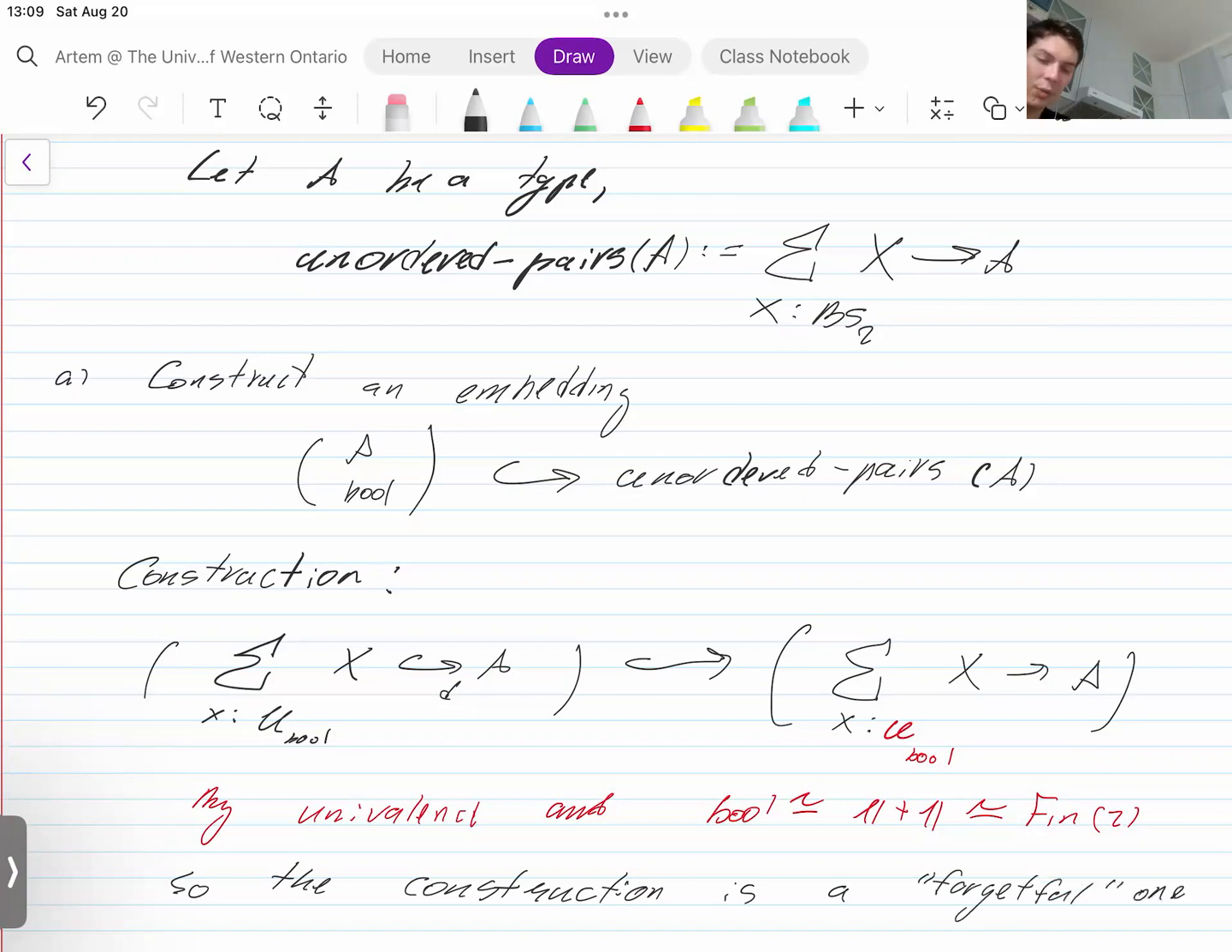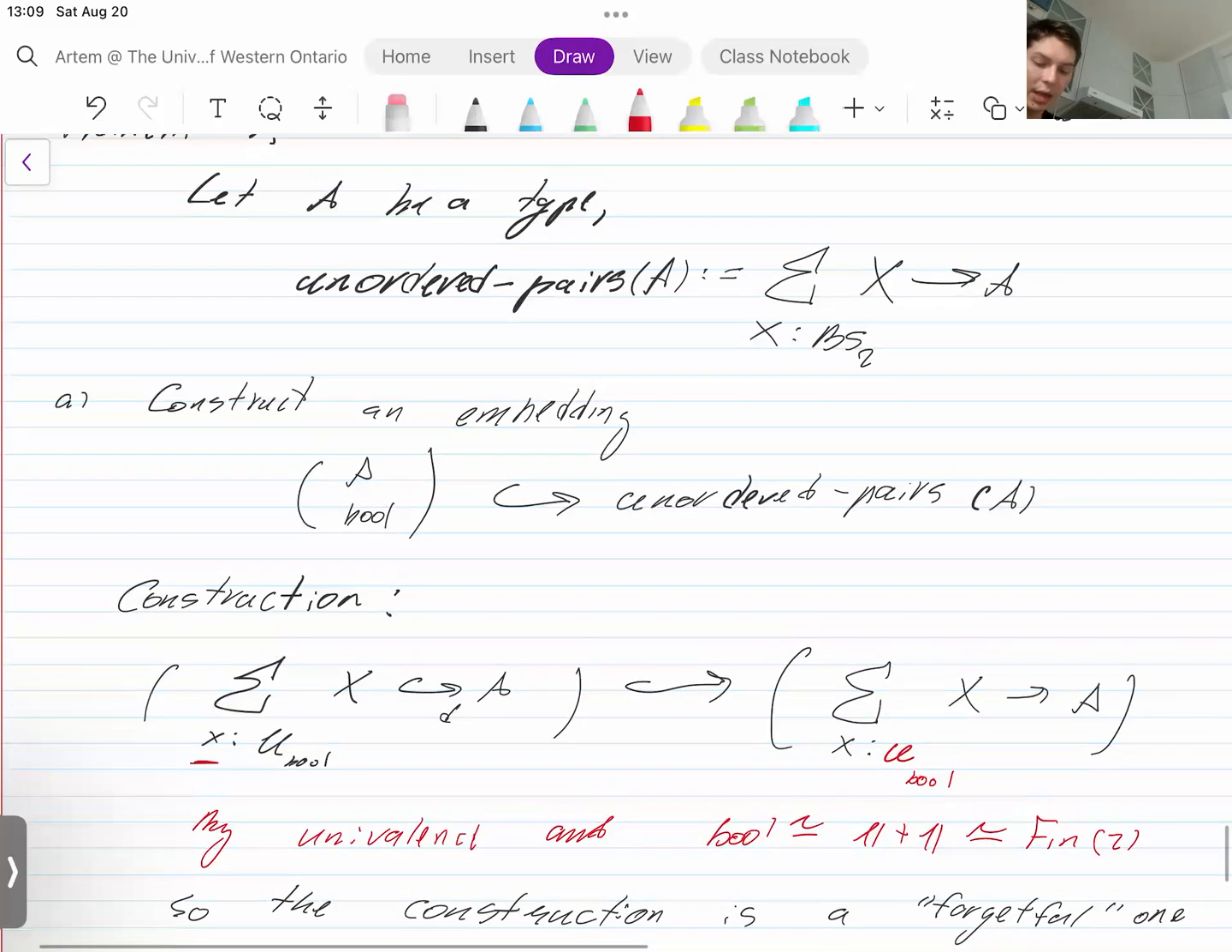What do I mean by this? Well, here we have functions of, so here we have a sigma type. It takes something that is merely like a Boolean, and gives you a decidable embedding into A. And so we simply forget the fact that it's a decidable embedding and take that function as the element in our codomain. So this is what I mean by forgetful.